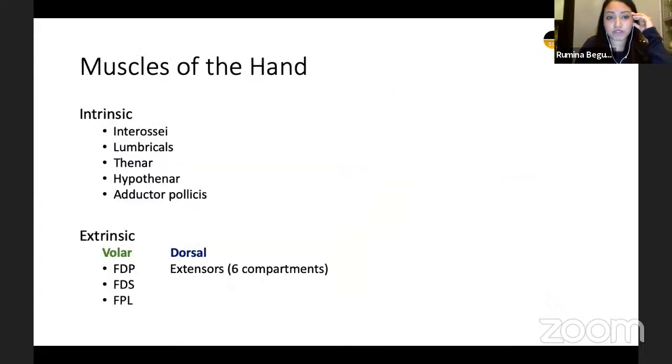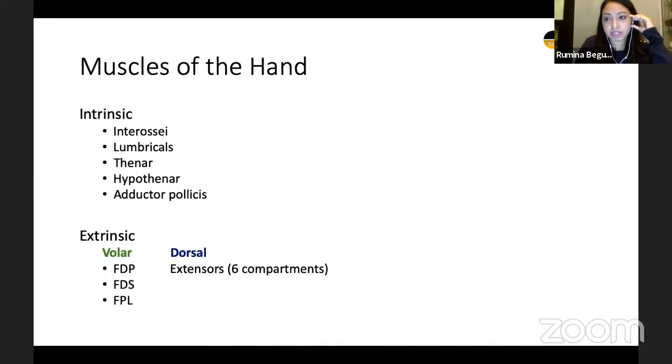Okay, moving on to the muscles of the hand. Very big topic. The way to broadly divide them is intrinsic and extrinsic. So what are the differences? The key difference is that intrinsic muscles of the hand arise, originate, and insert within the hand itself. And extrinsic muscles arise proximally, whether from the forearm or the distal humerus, and their tendons insert in the hand. That can be further subdivided into volar and dorsal.